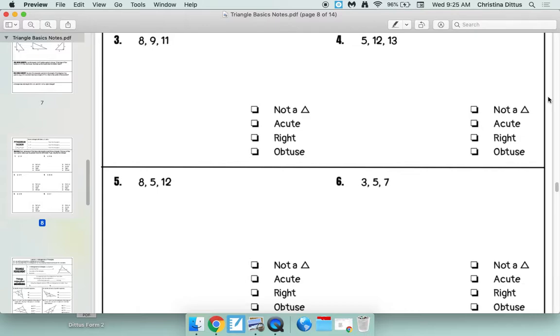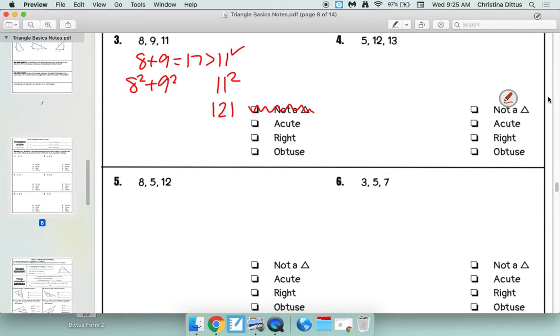Number 3. 8 and 9 added together make 17. Is 17 bigger than 11? Yep, so we know for sure it's a triangle. Now we just have to square them. 8 squared plus 9 squared. I know 11 squared is 121. What's 8 squared plus 9 squared? 145. So here, 2 are bigger than 1. So what kind of triangle? Acute.